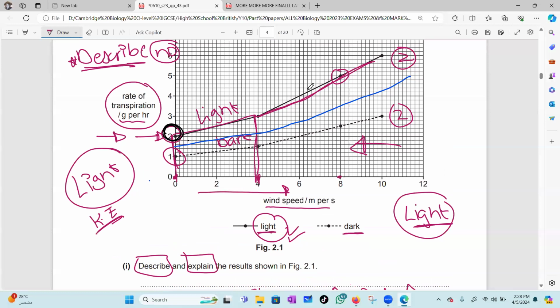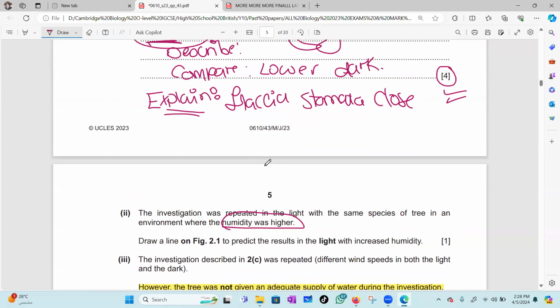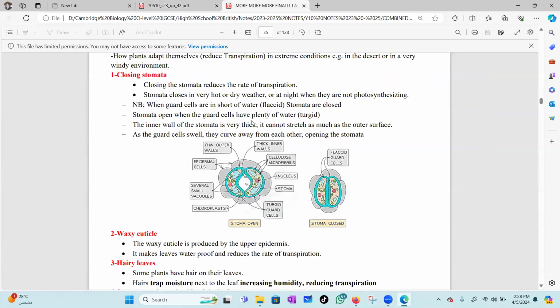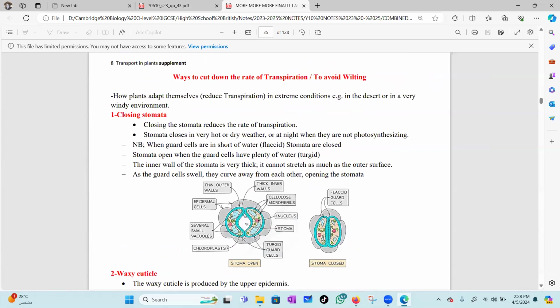And the answer is very clear, because in the light, the guard cells are photosynthesizing and absorbing water, and they will become turgid and curve outwards, and the stomata will open and the water vapor will diffuse out. In the dark, there is no photosynthesis and the guard cells will close, and the stomata will close. In the dark, it looks like this. It's closed. Let's look at the picture here. Okay. This is the stomata open in the light. This is the stomata closed in the dark because it's not photosynthesizing. Good. This is closing and opening the stomata.